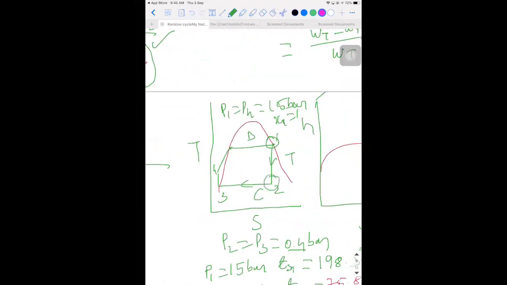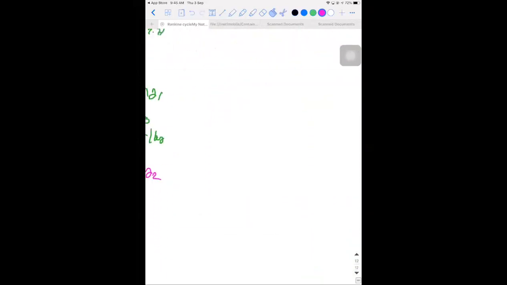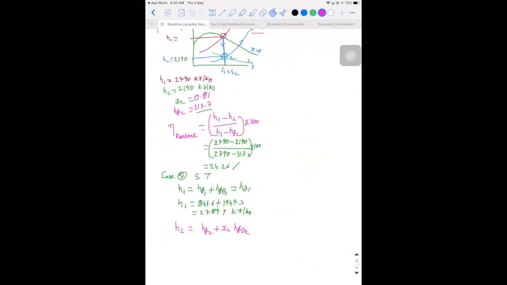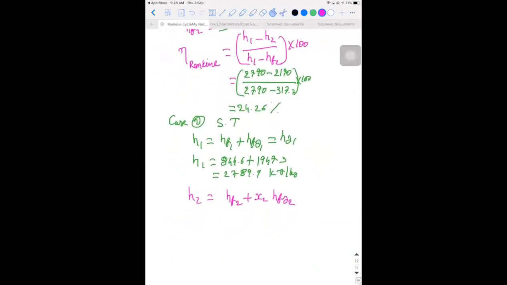So automatically, if it is wet steam, the corresponding formula is H2 equal to HF2 plus X2 HFG2, and you are not aware of X2. That is the point. At least what is the H2? H2 is equal to HF2, once again against P2. What is P2, sir? 0.4 bar.